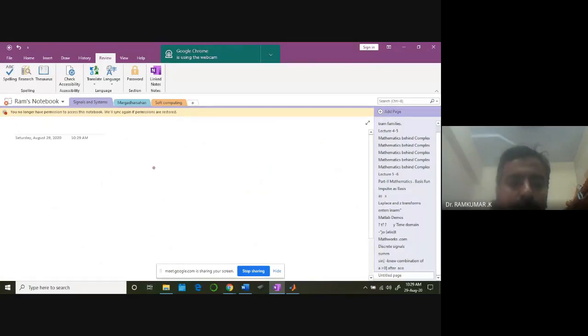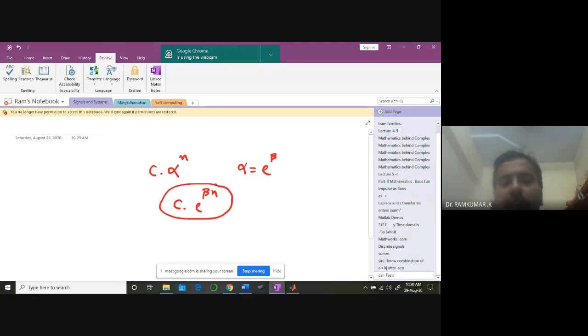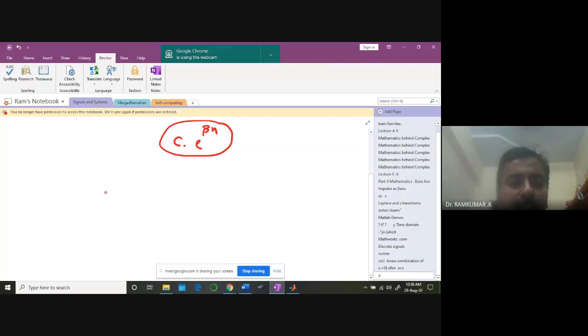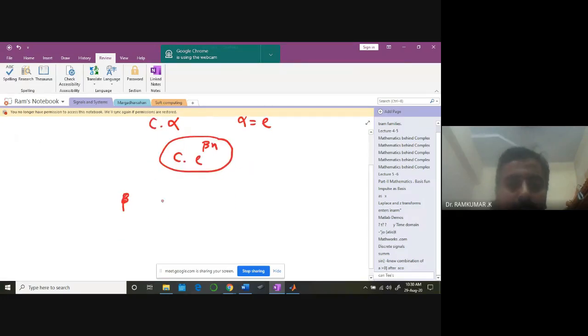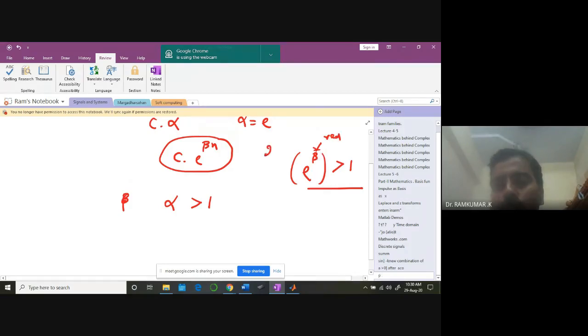So I'm talking about something like C alpha of n, where alpha equals e power beta. So it's going to be C e power beta n. This is the kind of waveform I'm talking about in the discrete domain. So the first case we have taken is this alpha. If the sequence alpha is greater than 1, that means what? e power beta is a number, and beta is real. So e power something is going to be more like 2.317.